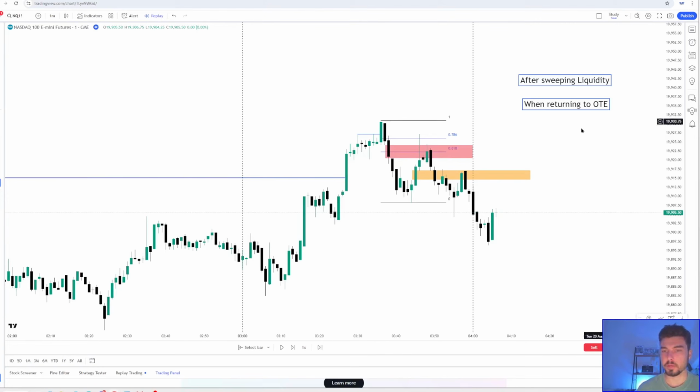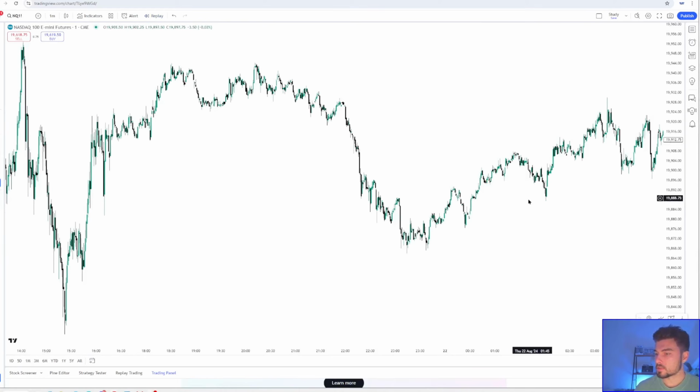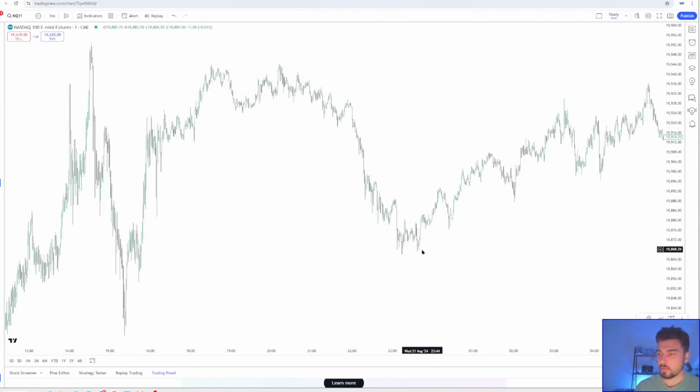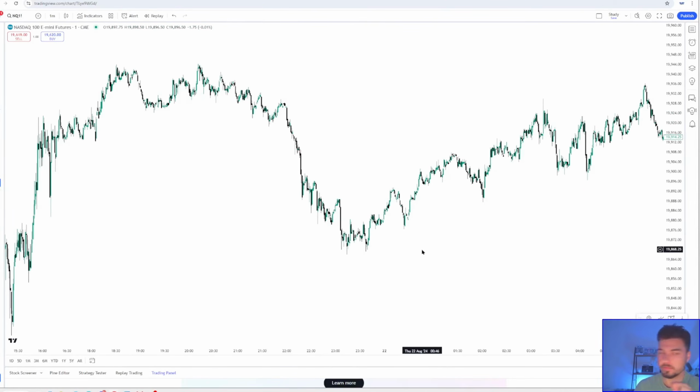Simplify the process. Now, what do I mean by when returning to OTE? Let's take a look at an example. Now, this chart that we see here, this is from the day before yesterday, the 21st of August. And we can talk about the next one, which is when reacting from optimal trade entry.